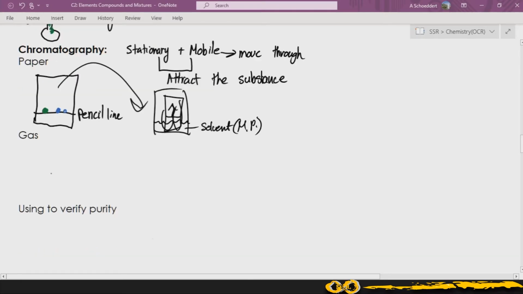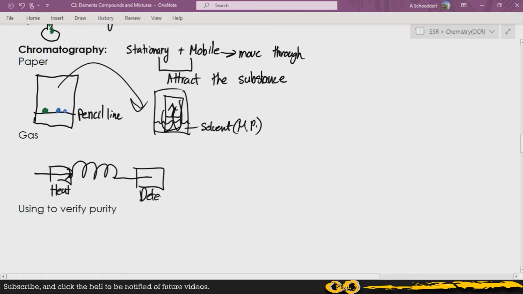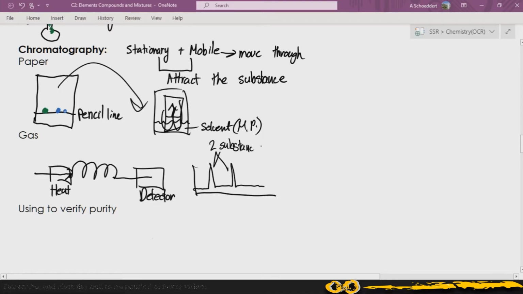A very similar thing happens in gas chromatography, but instead we have a heat source, and so your sample will pass through the heat source and become a gas, and then it will travel down a long tube, and at the end it will come out in front of a detector. The detector will register the output from the tube, and you'll get a graph that looks something like this. This would show that in fact 2 substances came out as a function of the time that it took for them to come through the tube.